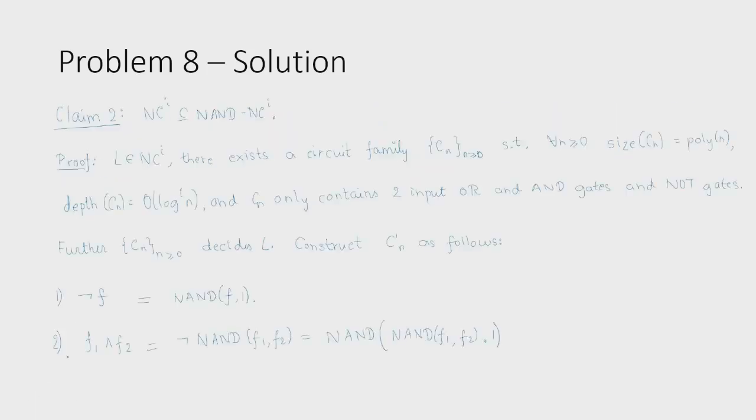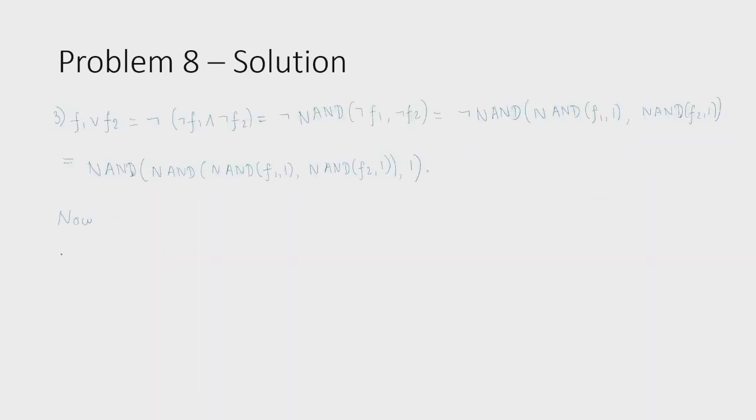because not f is exactly the same as this, f1 and f2 is exactly the same as this, and f1 or f2 is exactly the same as this, Cn and Cn prime are equivalent circuits. So the circuit family C prime n, n greater than or equal to 0, decides L as well.